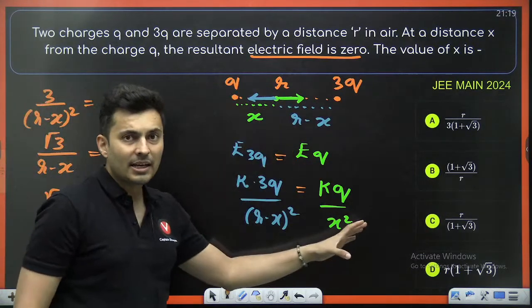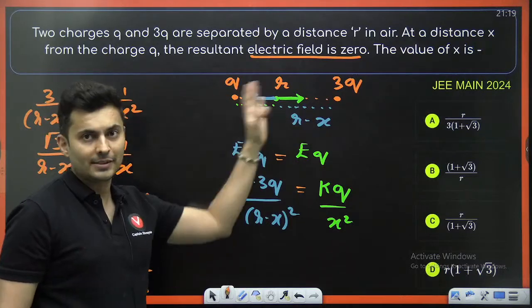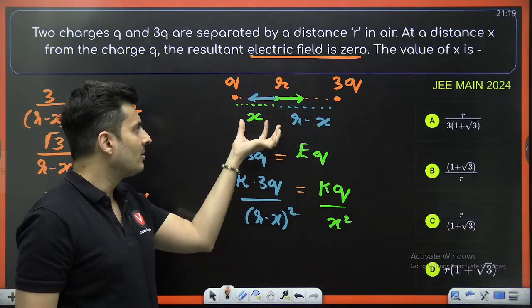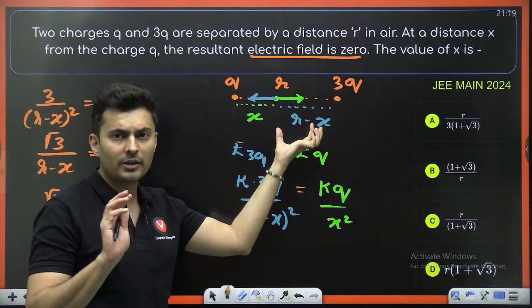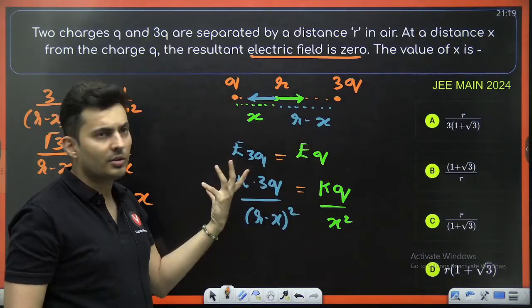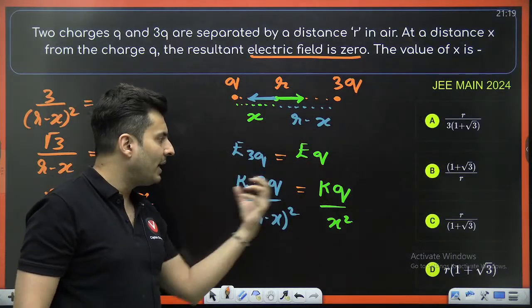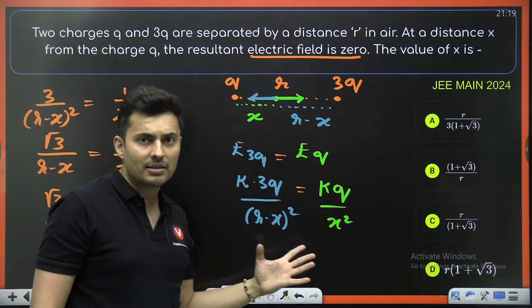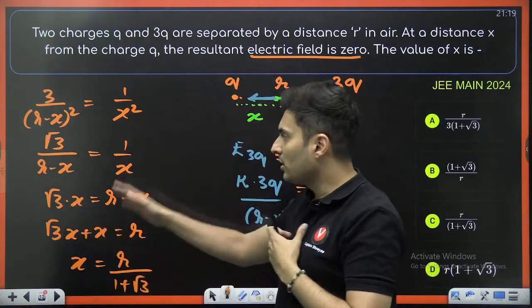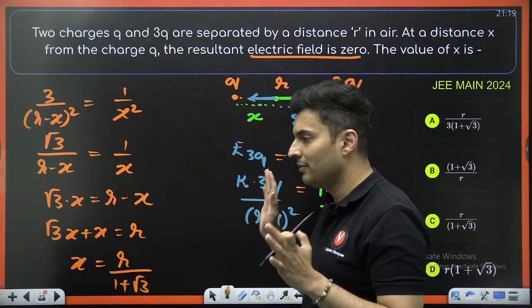So always these kinds of questions involve finding the fields due to each one of them. The distance will be given, the remaining distance you calculate or assume, or this distance also you assume. Equate the magnitudes, many things will get cancelled. Root is also involved, and then you get the final answer.